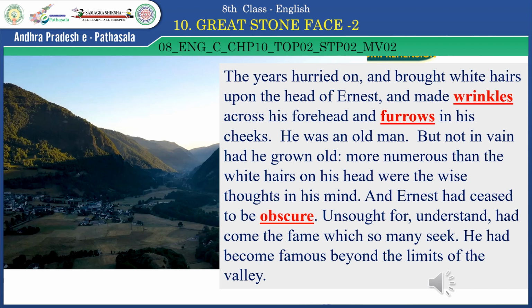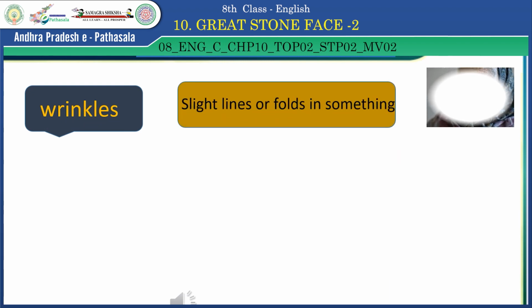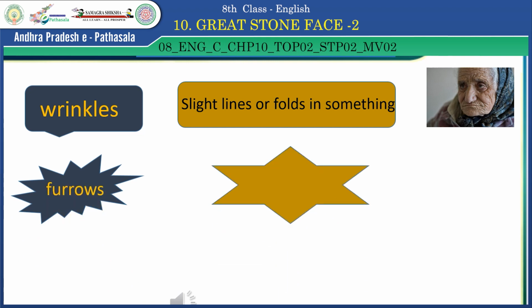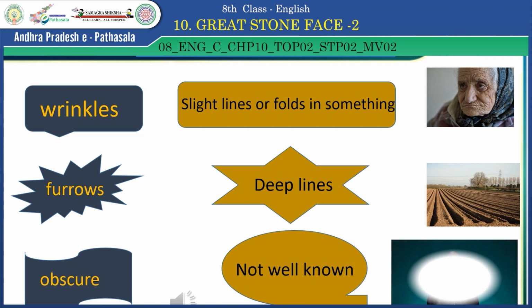Now, children, we will learn the meanings of the highlighted words. Dear children, read the word and understand the meaning by observing the picture. Yes, first one is wrinkles. Slight lines or folds in something. See, the woman has so many wrinkles on her face. Next one is furrows, deep lines. In the picture, see deep lines in a field. Next one is obscure, not well known. See the picture, the man in the hoodie is not well known. Well, children, you will have a small assessment. Get ready.